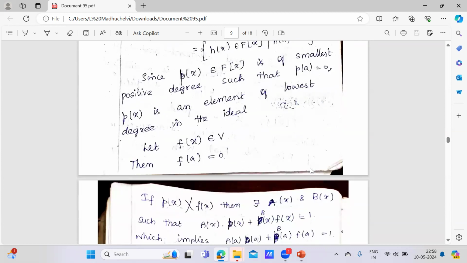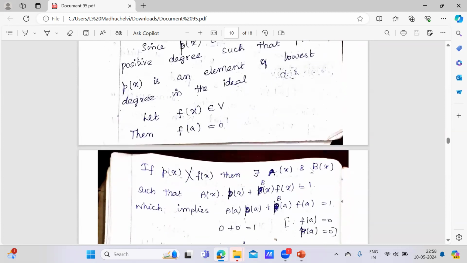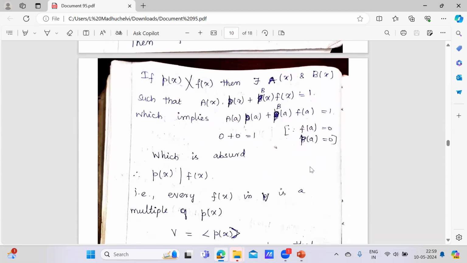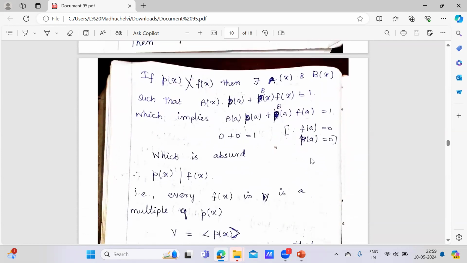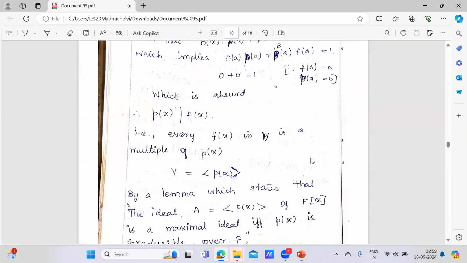Let f(x) belong to V. That implies f(A) equals 0. If P(x) does not divide f(x), then there exist A(x) and B(x) such that A(x)P(x) plus B(x)f(x) equals 1, which implies A(A)P(A) plus B(A)f(A) also equals 1. But we know that P(A) equals 0 and f(A) equals 0. So the LHS completely becomes 0, but the RHS is 1, so 0 equals 1, which is absurd. Therefore, P(x) divides f(x).